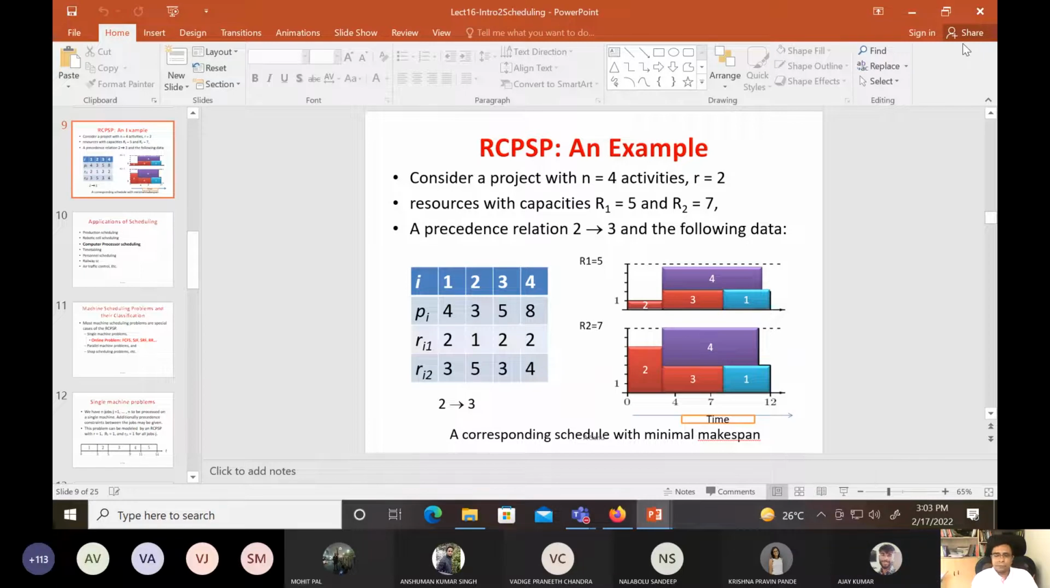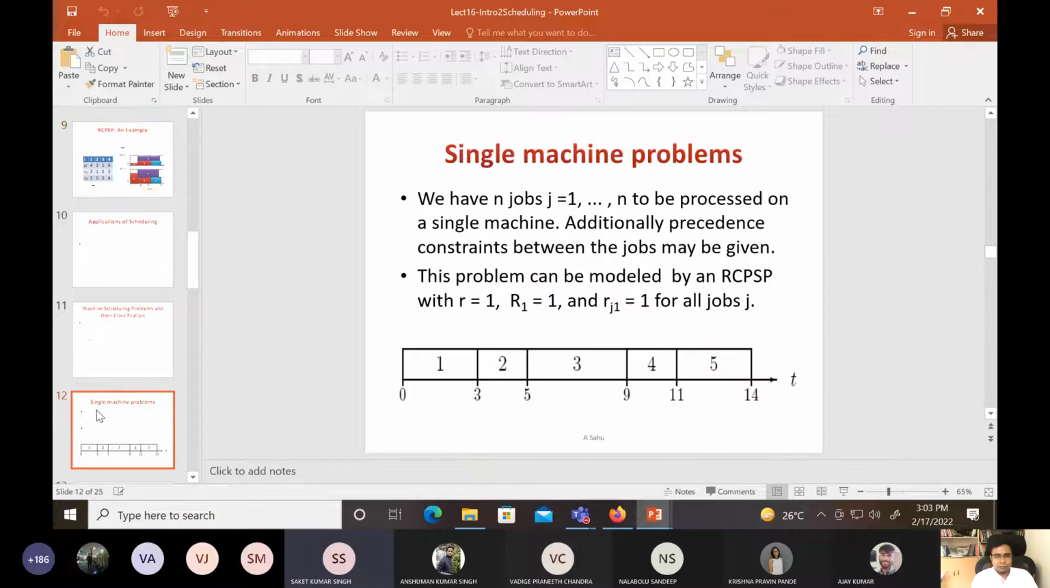Excuse me, sir. In the 12th slide, in the single machine problem, here R is written 1. Does that mean that the release time of each of the processes is 1? Here R is the number of resource types. Okay, so small r is the number of resource types. Okay. Thank you, sir.